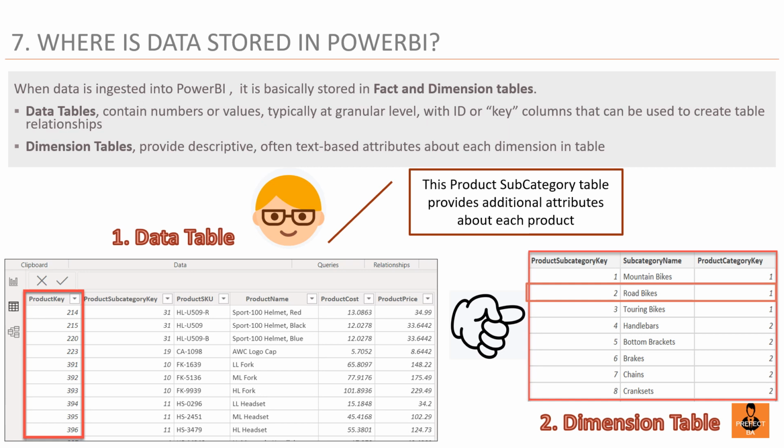So in the example above, the table 1 is data table as it stores the quantitative values for analysis, while table 2 is dimension table as it stores attributes and dimensions that describe objects stored in table 1. Like here, what does product key and product subcategory key stand for in data table is given in dimension table. Product key 1 and subcategory key 2 means road bikes.